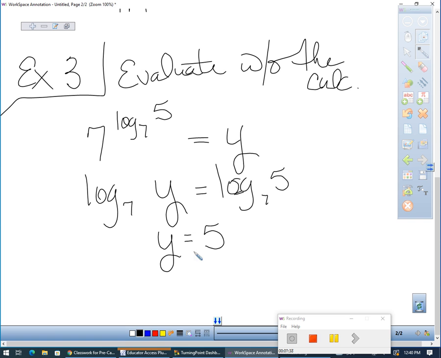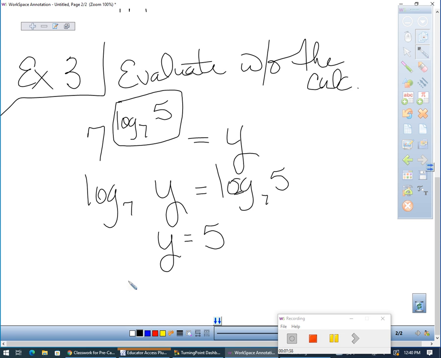It looked bad, didn't it? But it really isn't. This right here is actually the whole exponent. Okay? So that's why when I set it equal to the exponent, it's that whole thing.